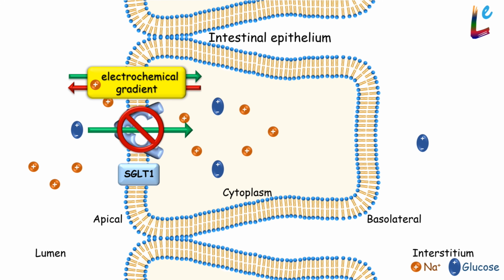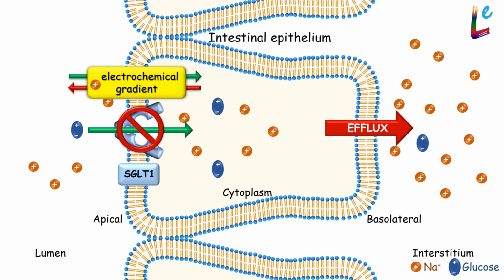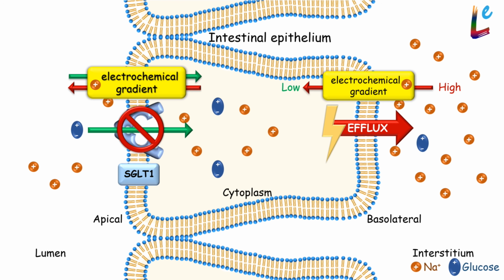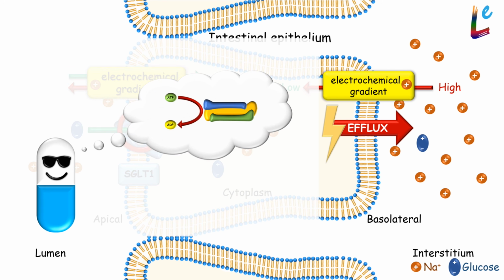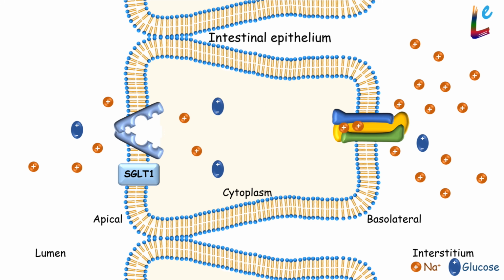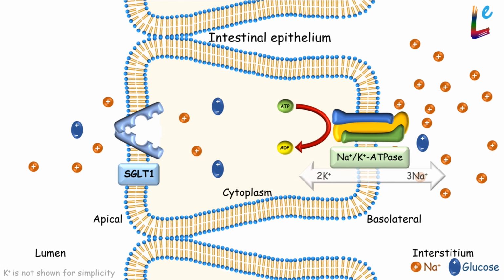To prevent this, the accumulating sodium ions must be removed. However, we know that sodium is an ion with a higher extracellular concentration. So, efflux must be against its electrochemical gradient. This requires energy. Do you remember the discussion of a pump that effluxes sodium against its concentration gradient? This pump, located on the basolateral membrane, is the sodium-potassium ATPase. It hydrolyzes one molecule of ATP to mediate the efflux of 3 sodium ions in exchange for 2 potassium ions.